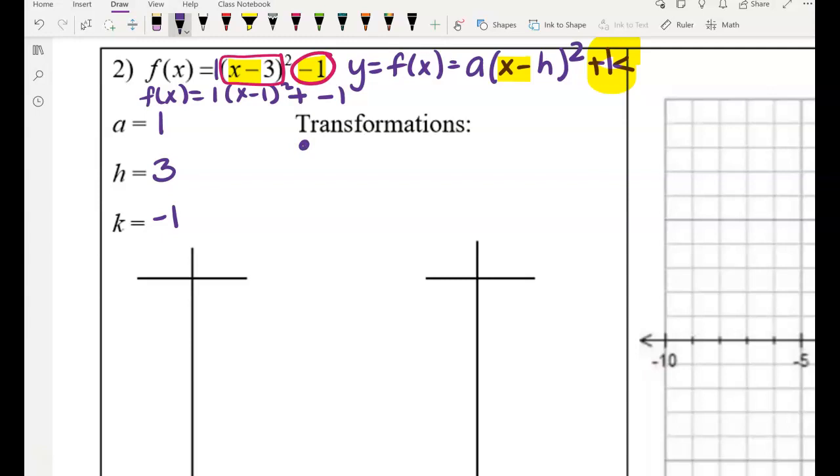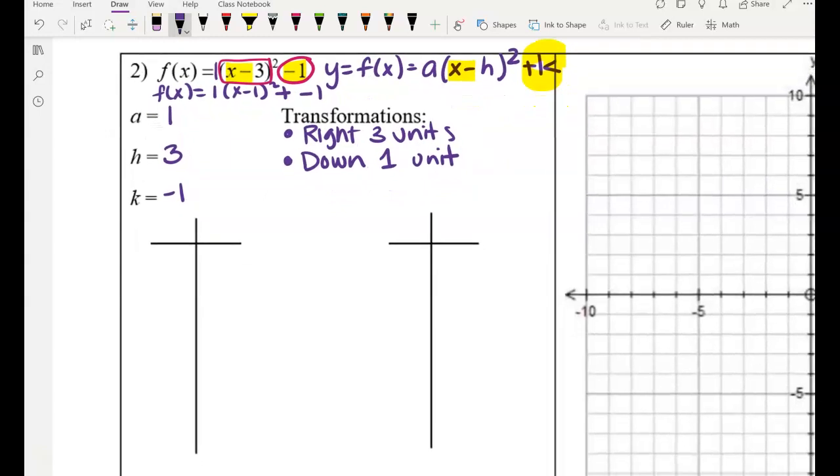So that's going to be left and right. And since that's a positive 3, we're going to go right 3 units. Yes, I do want you guys to tell me how many units as well. Then k is negative 1, so we are moving down 1 unit. So an a value of 1 does not have a transformation since it will not change anything.